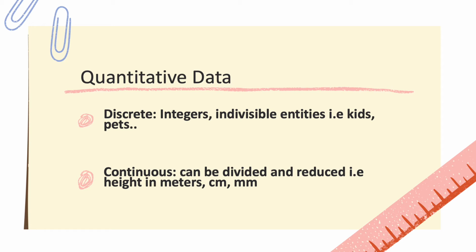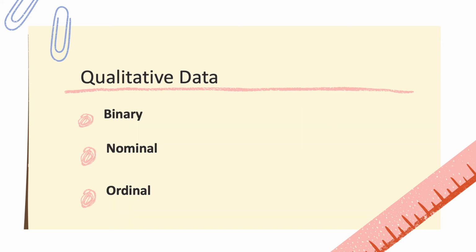So you have to decide what type of quantitative data you are going to collect from your research instrument. You may consult your statistician on what type of quantitative data you should generate. Moving forward, let's have the qualitative data. This is categorized into three: binary, nominal, and ordinal.